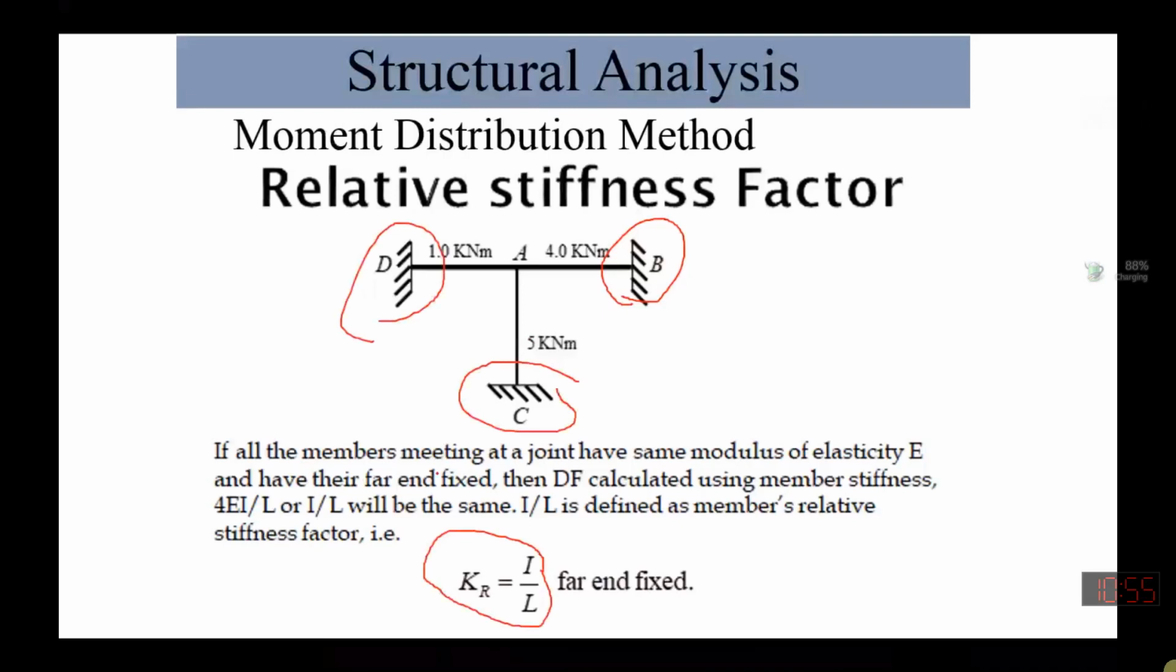So it will be called the relative stiffness factor now. This term will be very rarely used in the exam in this methodology, but we should know what the stiffness factor is for this member relative to each other.